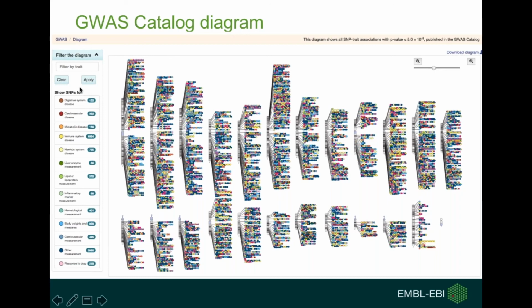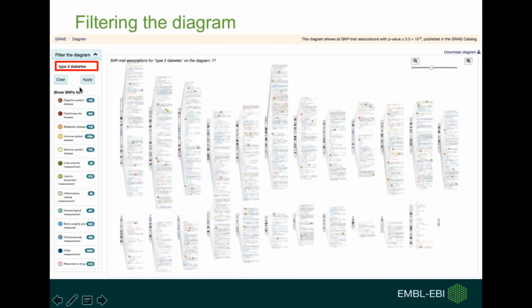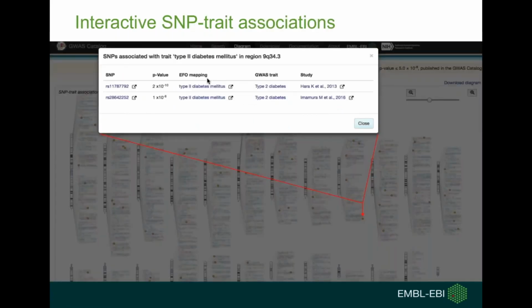But let's say you are interested again in type 2 diabetes, you can then filter your diagram such that you only see your dots of interest. And then if you hover over a particular dot, you can then see SNP specific information. You can see your RS identifier, you can see your p-value, you can see your study, and then you can enter the catalog using the karyotype.